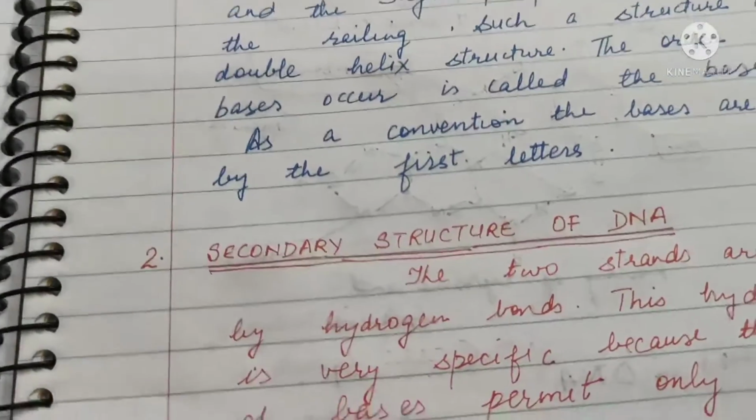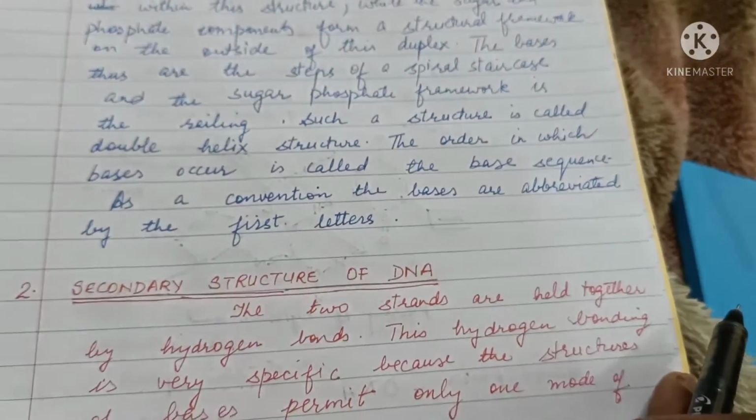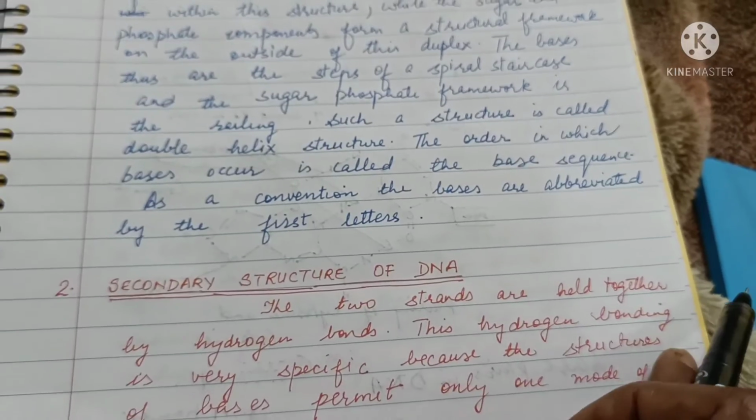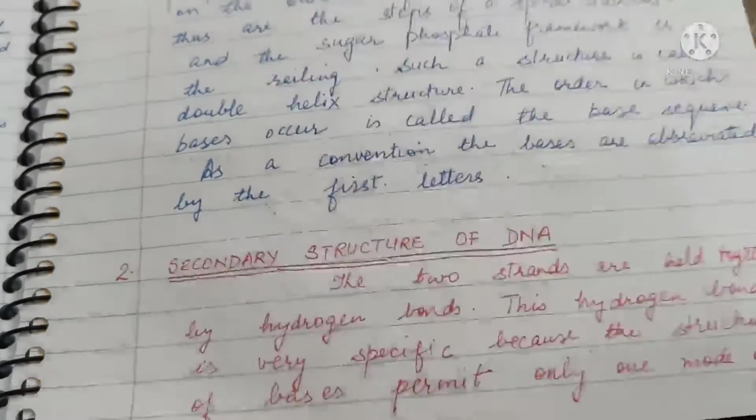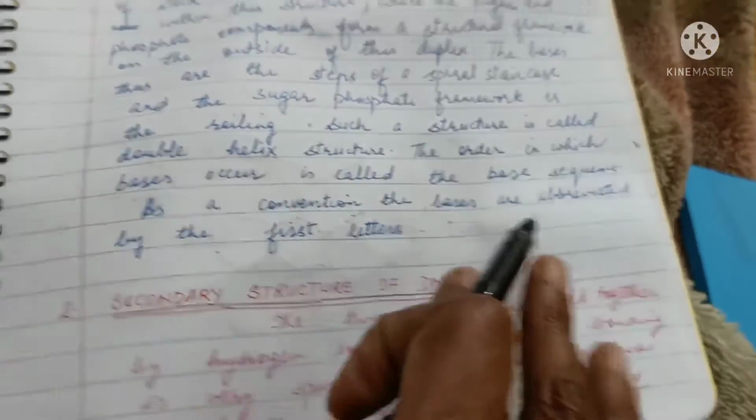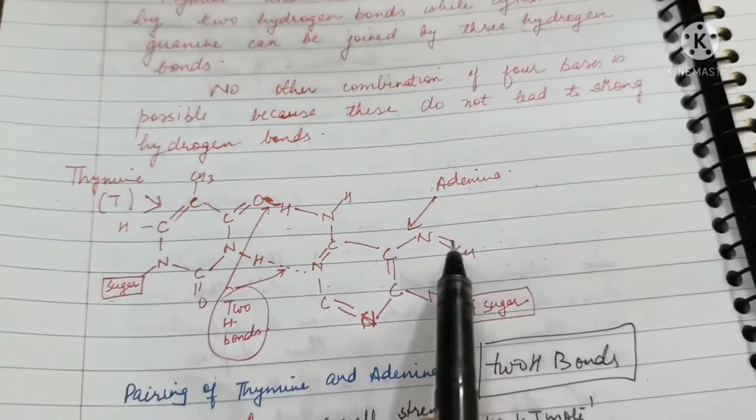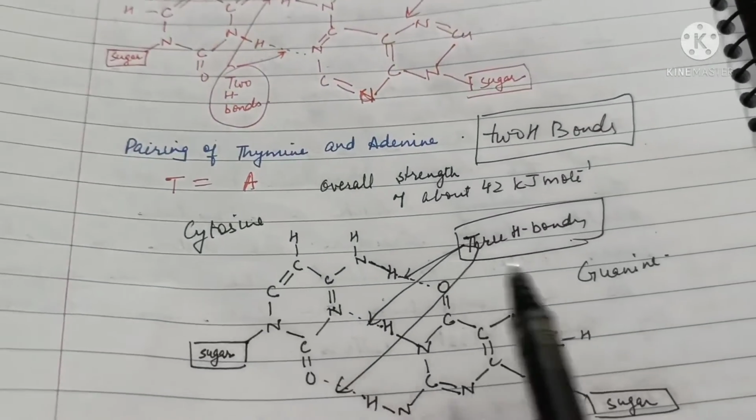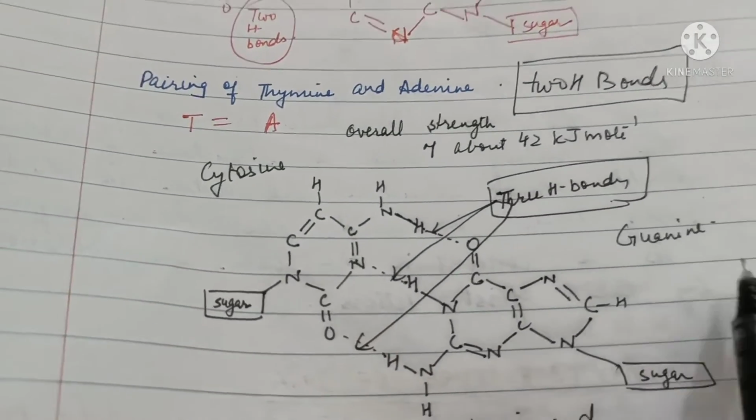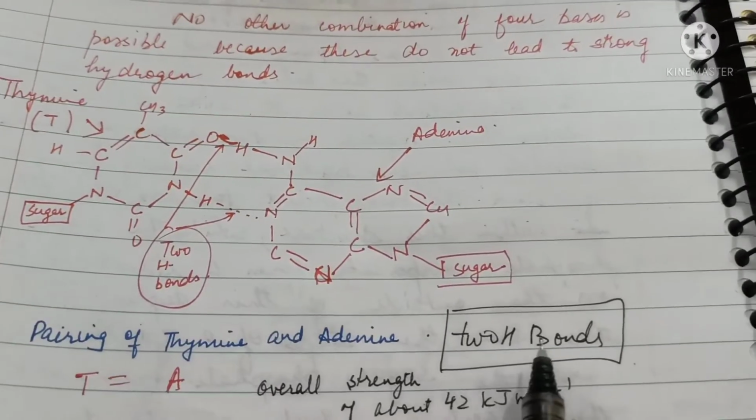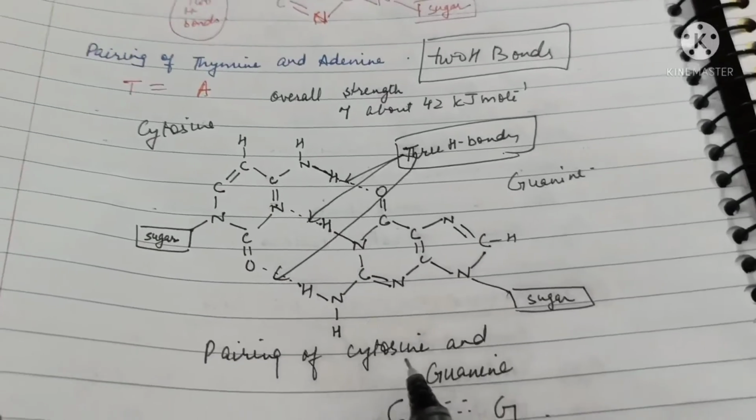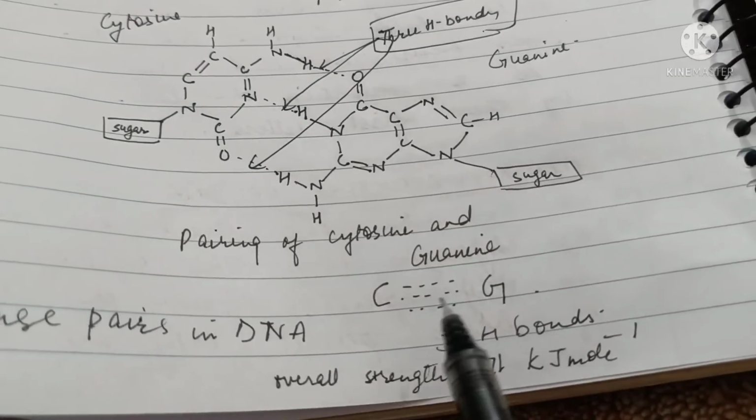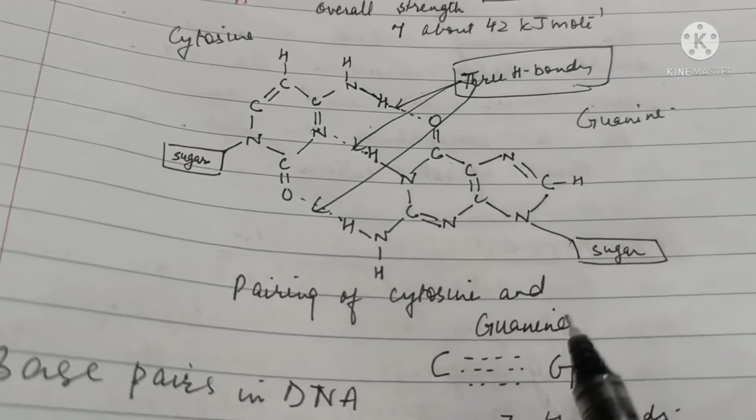Now, the secondary structure: the two strands are held together by hydrogen bonds. Hydrogen bonding is very specific because the structures of the bases permit only one mode of attachment. So thymine will always get attached to adenine, and cytosine will always get attached to guanine. There are two hydrogen bonds between thymine and adenine, and three hydrogen bonds between cytosine and guanine.